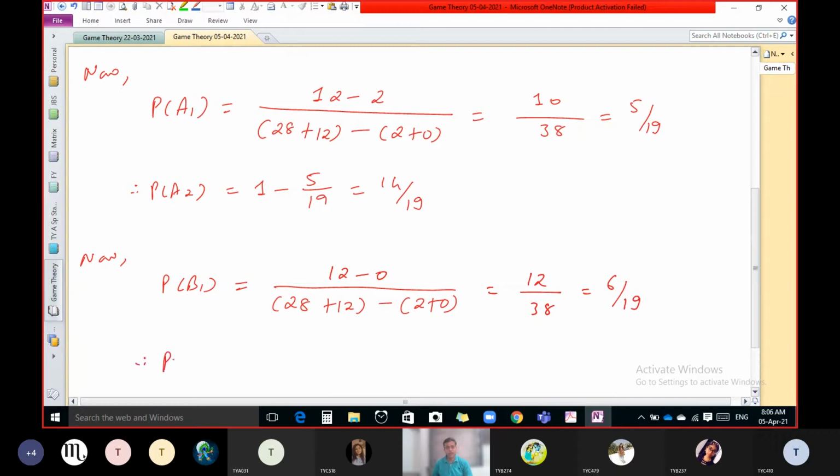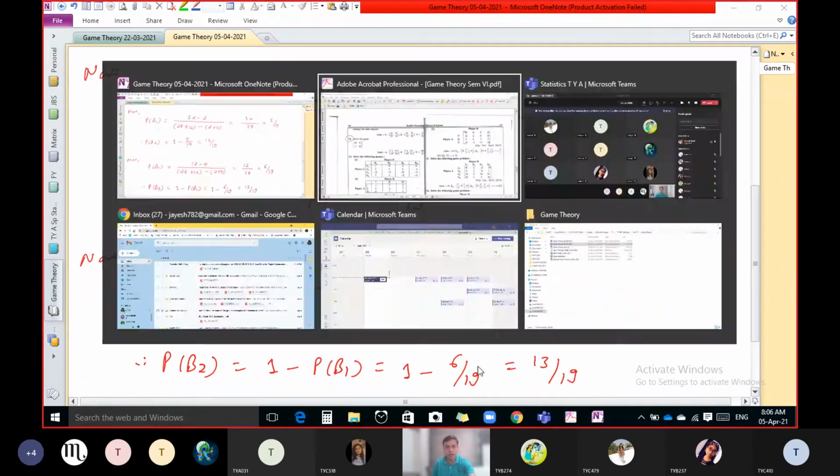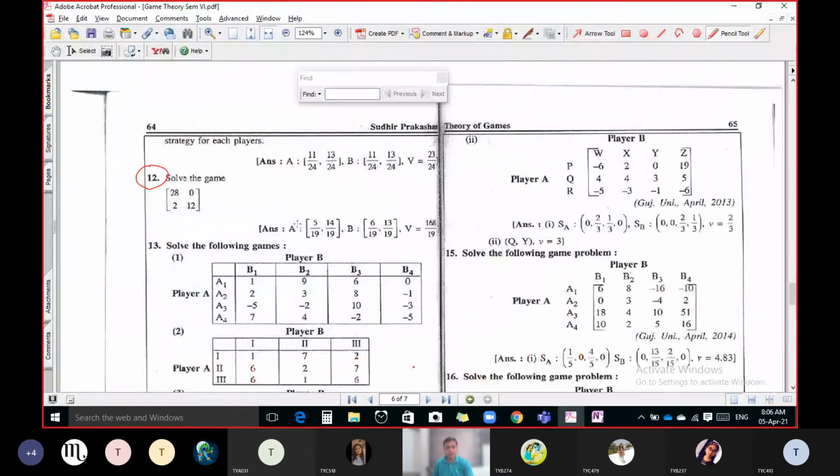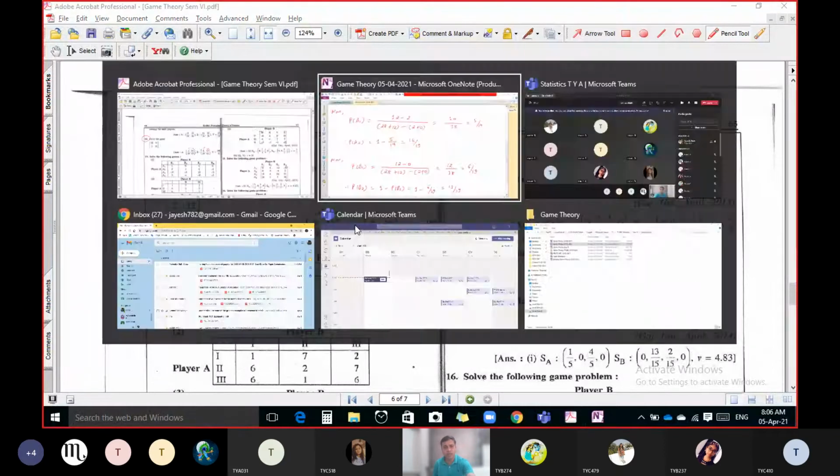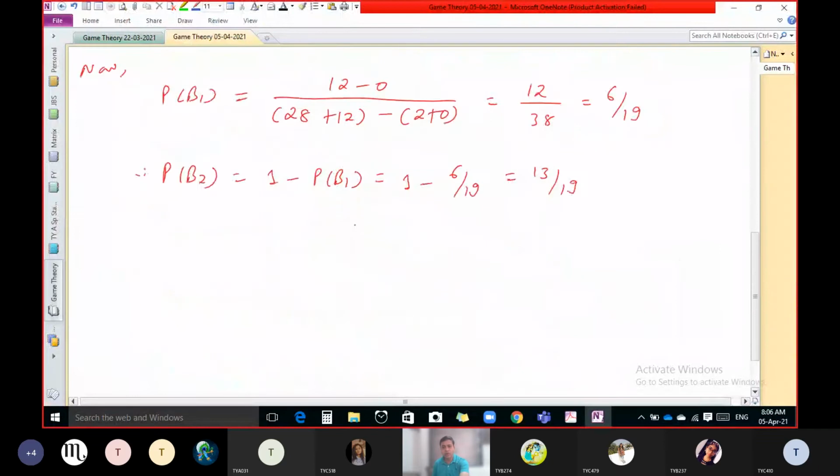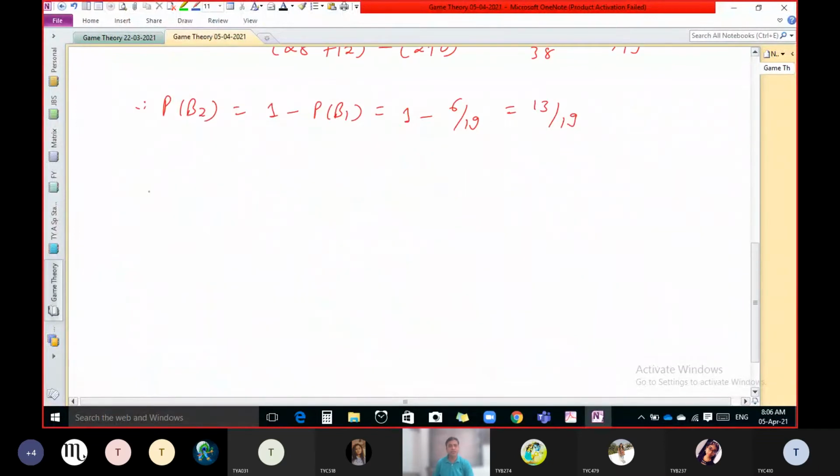So what is probability of B2? That is nothing but 1 minus probability of B1. So 1 minus 6 by 19, that is 13 by 19. So here probability for A is 5 by 19, 14 by 19. For B, 6 by 19, 13 by 19. Then one more thing we have to find out here, that is value of game.